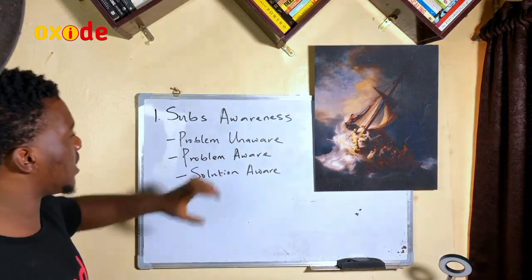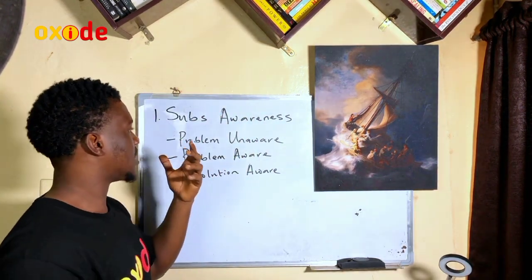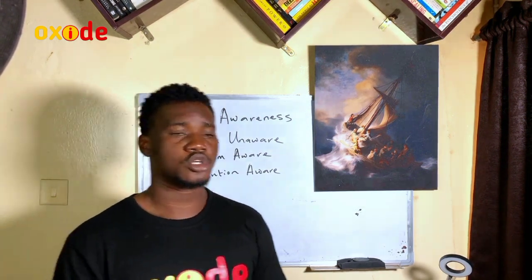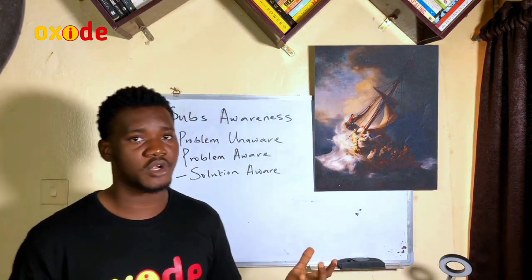So subscriber awareness: are they problem unaware, problem aware, solution aware? I want to make sure I know so I can create emails that are congruent to each other.